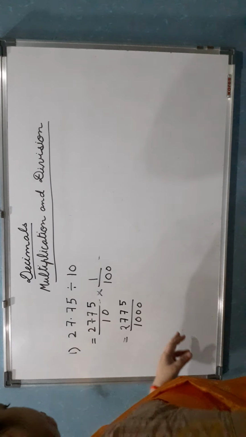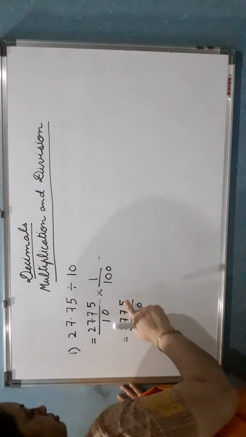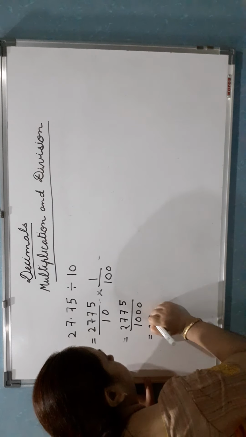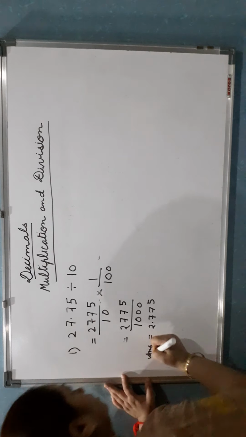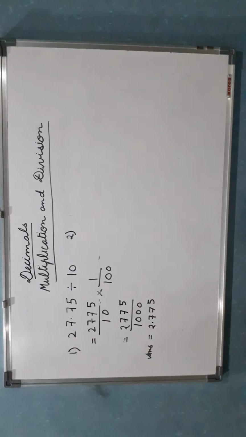Now where will your point be? Here, before 3 numbers. Point before 3 numbers. So 2.775 is your answer. Okay. Now let us do the next one.